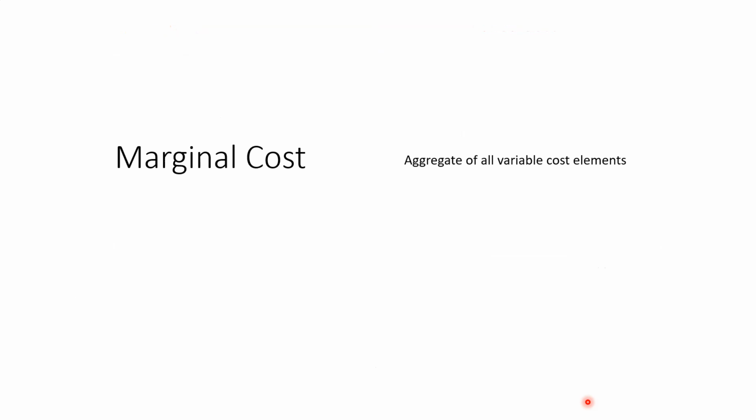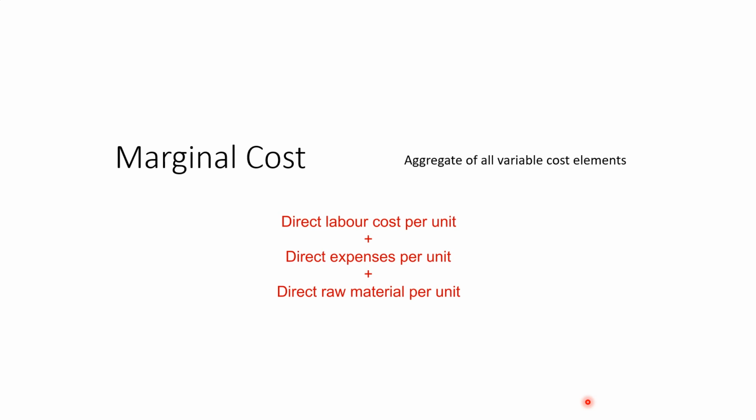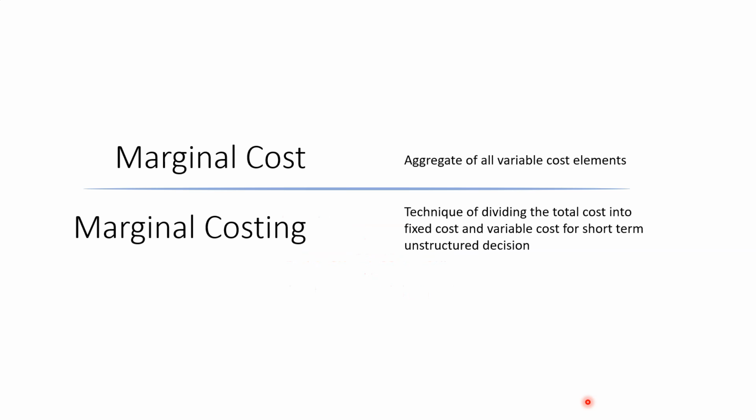Now let us just try to understand the definition. So marginal cost is the aggregate of all the variable cost elements. Let's say direct labor cost per unit plus direct expenditure per unit plus direct raw material cost per unit. So the summation of all this is known as marginal cost, whereas the marginal costing technique is a technique of dividing the total cost into fixed cost and variable cost so that an organization is able to take short-term unstructured decisions.